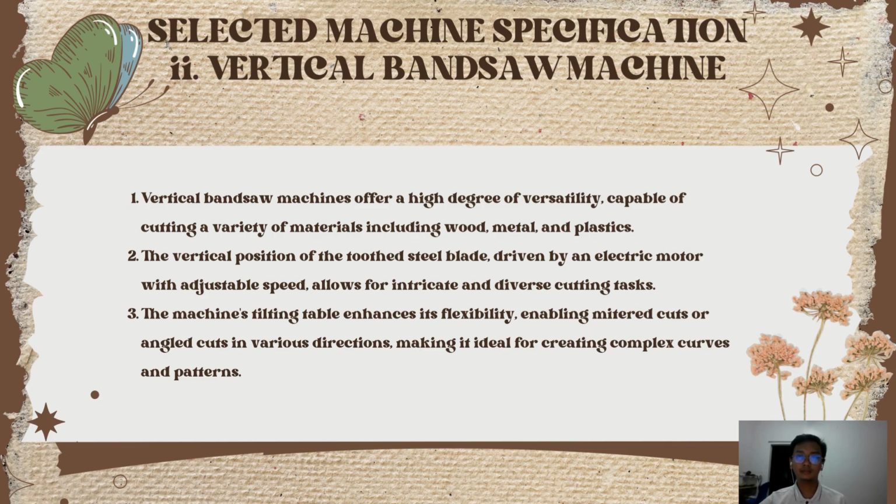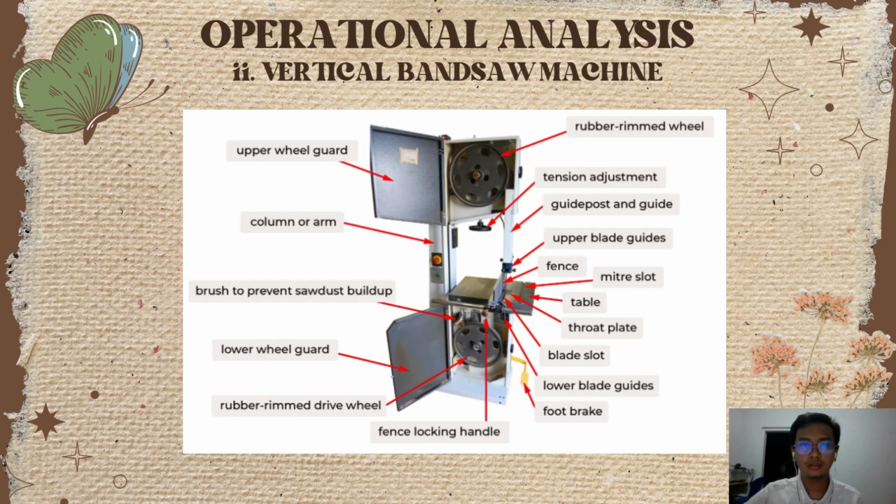Okay, for the selected machine specification, I am doing the vertical bandsaw machine. This is the operational analysis of the vertical bandsaw machine. The parts are the slot, upper guard, rubber wheel, machine adjustment, blade guide, fence, miter slot, table, and a brush to prevent the chips from building up.